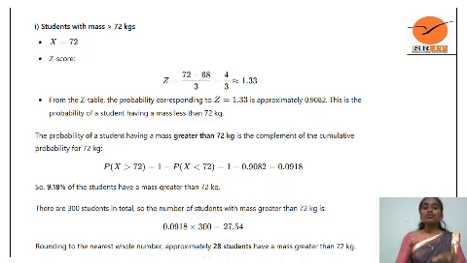Now we multiply with 300. So 0.0918 into 300, we get 27.54. After rounding off, we get 28. So approximately 28 students have a mass greater than 72.